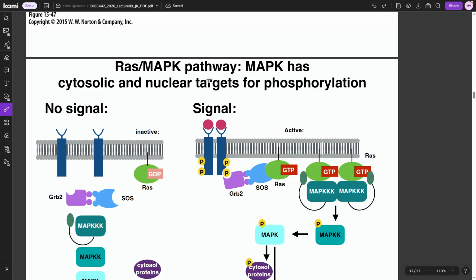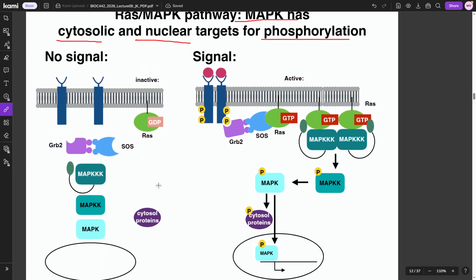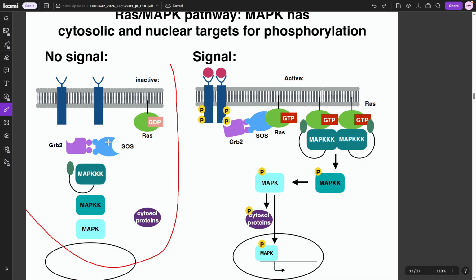pathway. So the MAPK pathway has cytosolic and nuclear targets for phosphorylation. So it's a couple of different cool things to note there. Basically what happens when there's no signal, everything just looks like this. There's no GTP, these are there, but nothing's active, all that jazz.